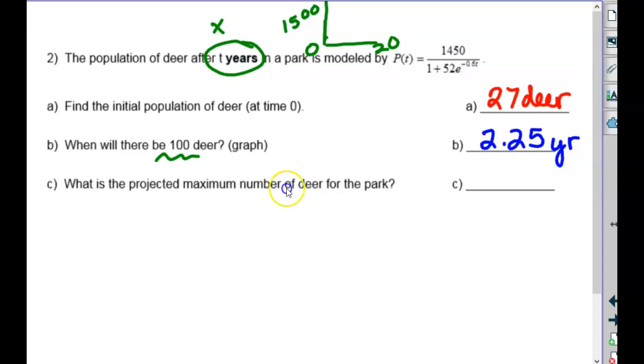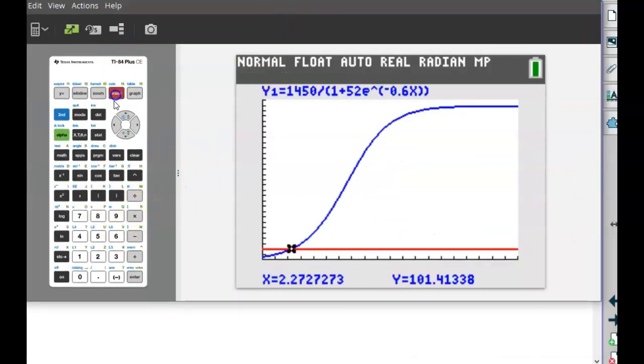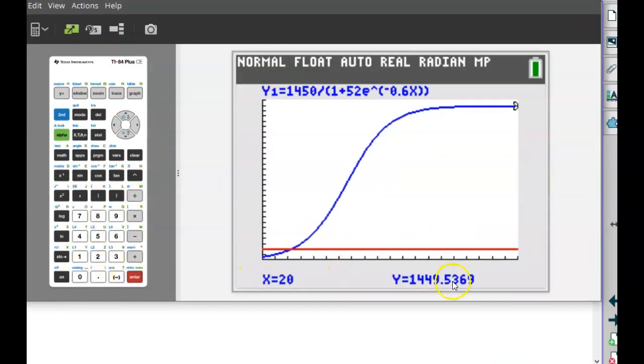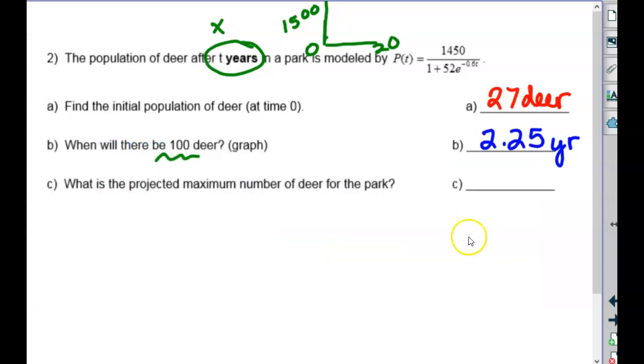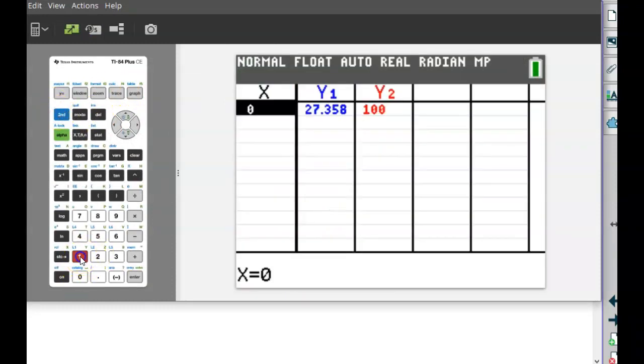I don't think I would put in, because it doesn't say over 100, so otherwise you'd round up to 3 years. But what will the projected maximum be? You could go out to 20 years or something if you wanted to see what happens out here. But the number should be the number on the top, right? Yeah. 1450. Pretty much. It is the carrying capacity. And in theory, you could use the table and say, well, what happens 100 years from now? And it's going to round to 1450 by then, okay?